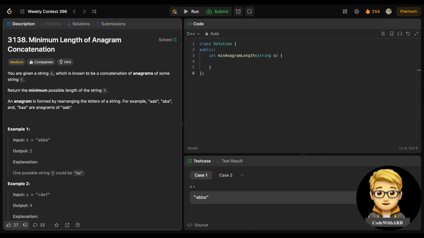Hello everyone, we will solve today's LeetCode weekly contest problem. This is the third problem, minimum length of anagram concatenation, right? So let's see what it is.